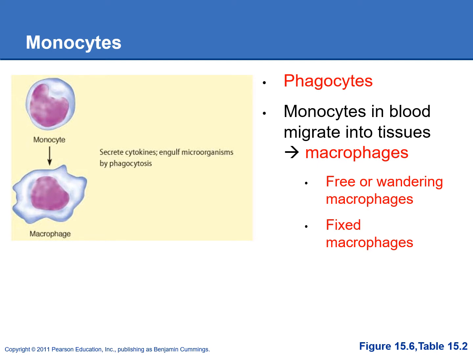Monocytes are phagocytes, and when they're in the blood, they're called monocytes, but when they migrate into the tissues, they become macrophages. The macrophages can either be free or wandering macrophages, or fixed macrophages. The free or wandering macrophages, the name says what they do. They wander around the body looking for things to eat. The fixed macrophages stay in one body area and don't tend to wander around. So remember when we learned about the alveolar macrophages? They just stay in the alveoli in the lungs and they don't go other places.